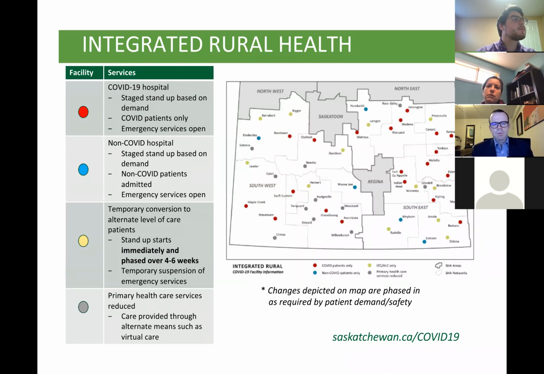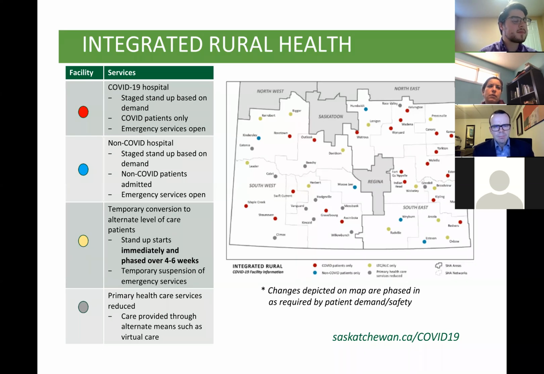So a staged response basically just speaks to the fact that we're not activating everything that we've planned overnight at the flip of a switch. We're only going to be activating it in response to increases in demand that would require additional capacity. Like for example, you're looking at a screen right now where it has COVID-19 hospitals and non-COVID hospitals. We wouldn't be activating those COVID hospitals until we actually got to a certain point of occupancy that we would designate the entire hospital as a COVID hospital and redirect non-COVID patients to other facilities. That's what we mean by a staged response.